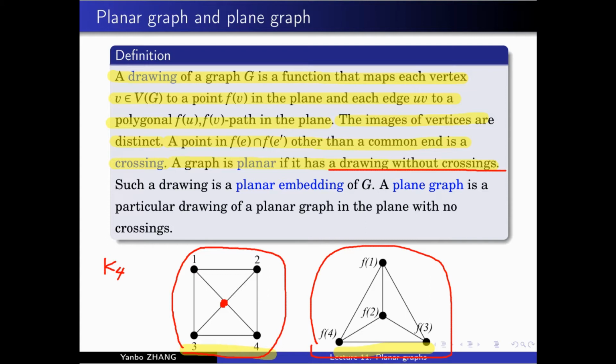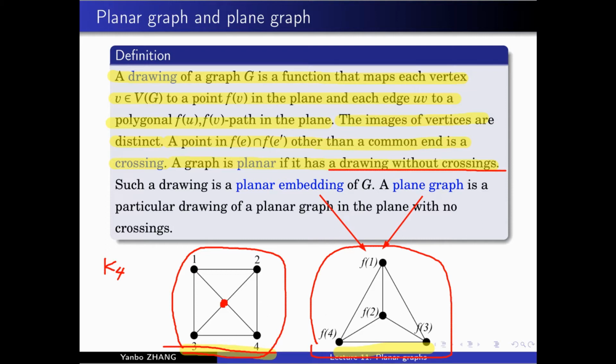A plane graph is a particular drawing of a planar graph in the plane with no crossings. So the first graph with a crossing is a planar graph but not a plane graph. The second graph is a planar embedding and a plane graph.